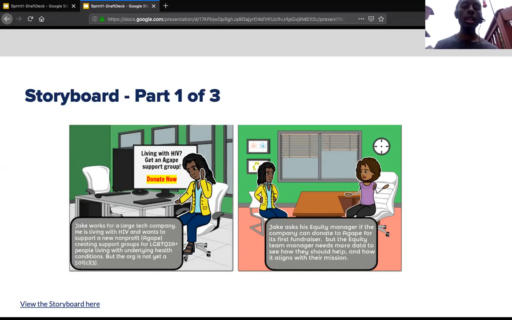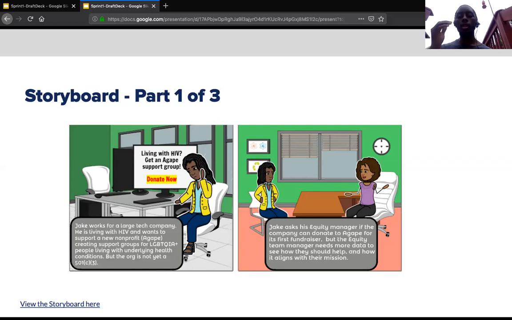All right. So in this storyboard, we start off with Jake, who's working at a tech company. Jake is living with HIV, so he is often kind of fearful or worried about the stigma against people with HIV, and he also often feels lonely and depressed. So he went and found this upcoming group that has small, intimate support groups, but they're a very new nonprofit, and he wants to support them.